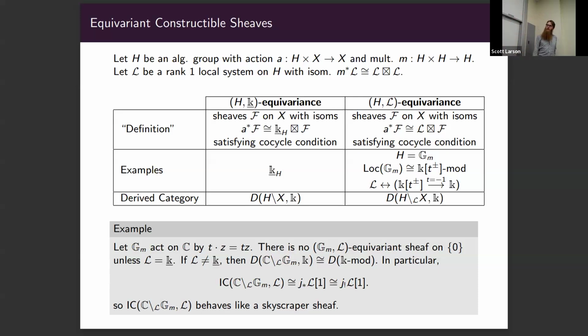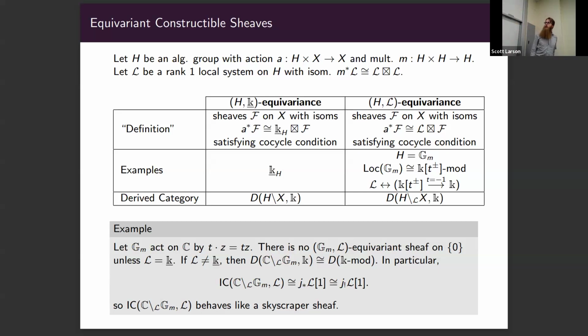So here's, well, we'll do lots of examples because examples are great. So first, some examples of these equivariant sheaves. Well, the most basic example of an equivariant sheaf is just the constant sheaf on an algebraic group. Also, any of these multiplicative local systems are also equivariant with respect to themselves by the condition. So an easy example that we can come up with is if we take H to just be G_m, or C star if you prefer that.